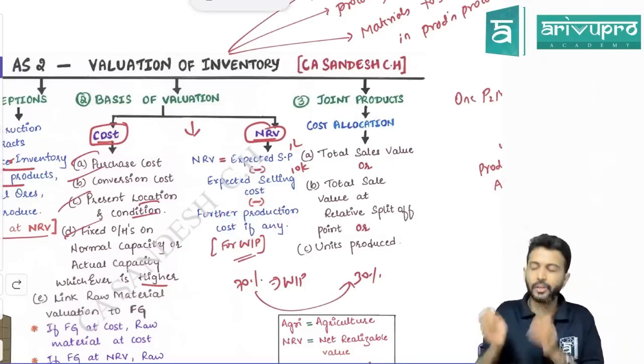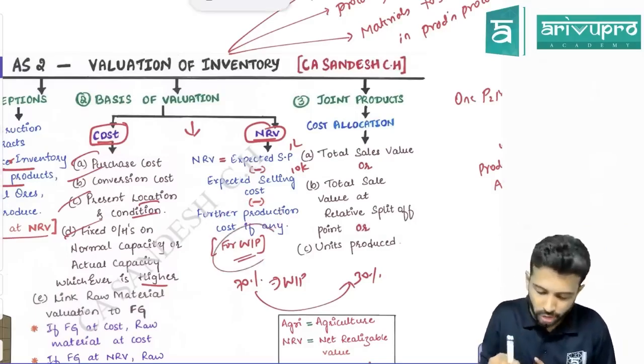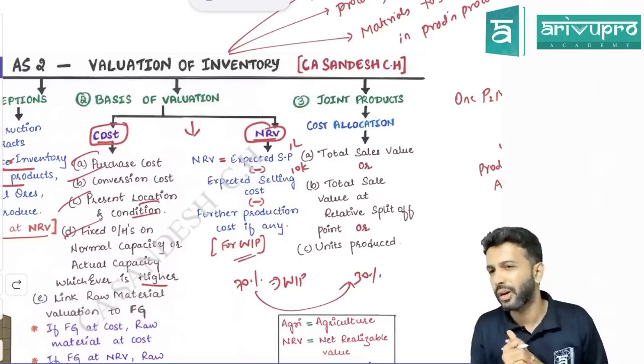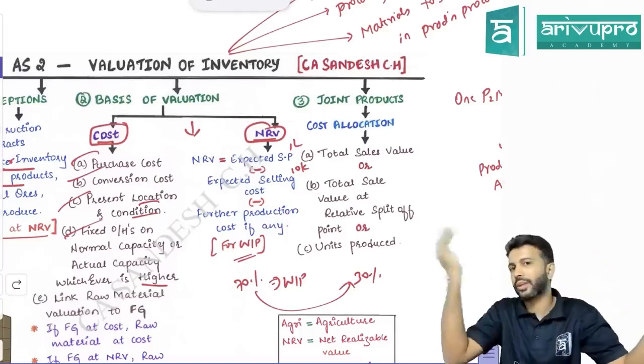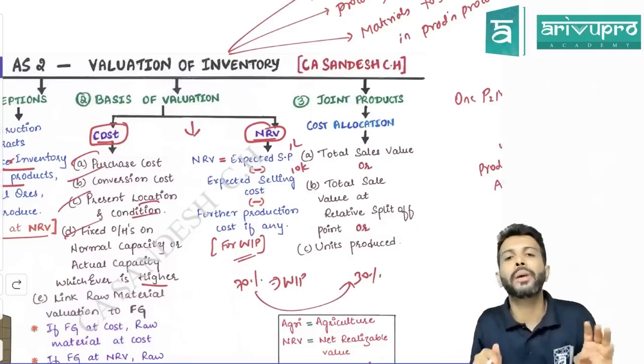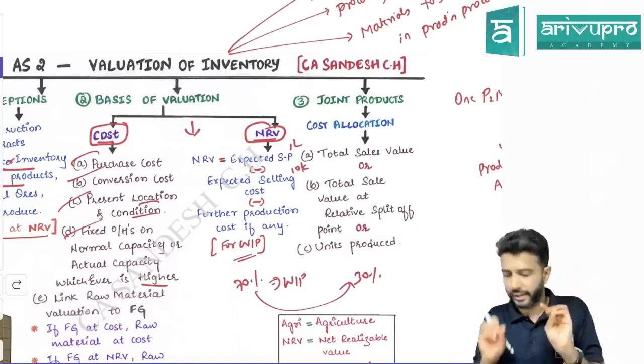That's what we mean by here, further production cost, if any. So this further production cost is relevant only for your WIP. Is that fine? That's how you get the net realizable value. So find out the cost, find out the NRV, whichever is lower, the lower number will be adopted for valuing the inventory. This is the funda.